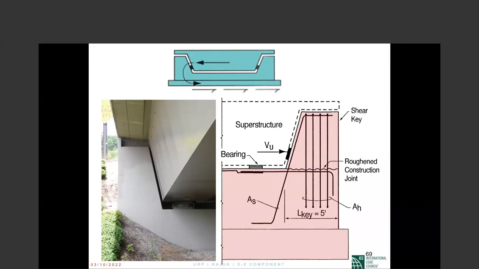This is what's called shear keys. These are the transverse shear keys, and that's what you would like them to fail at a specified level so that you will be able to really protect the piles at the abutment, as I talked about before.